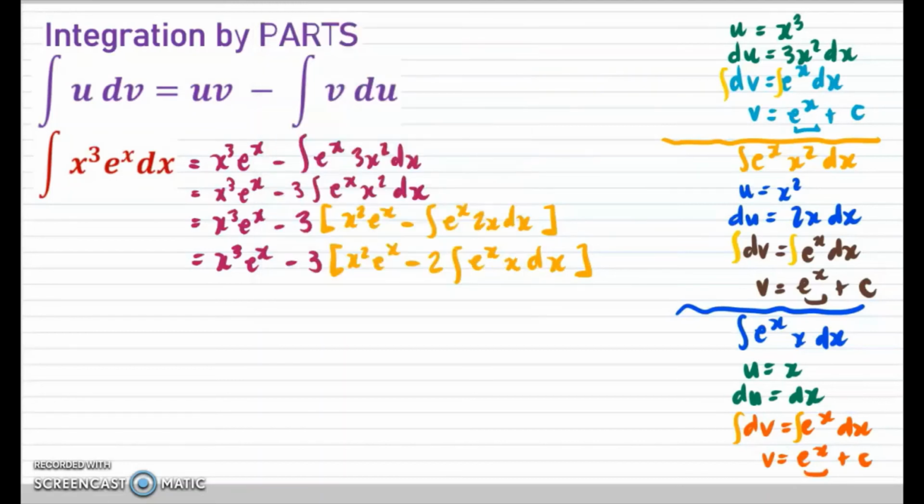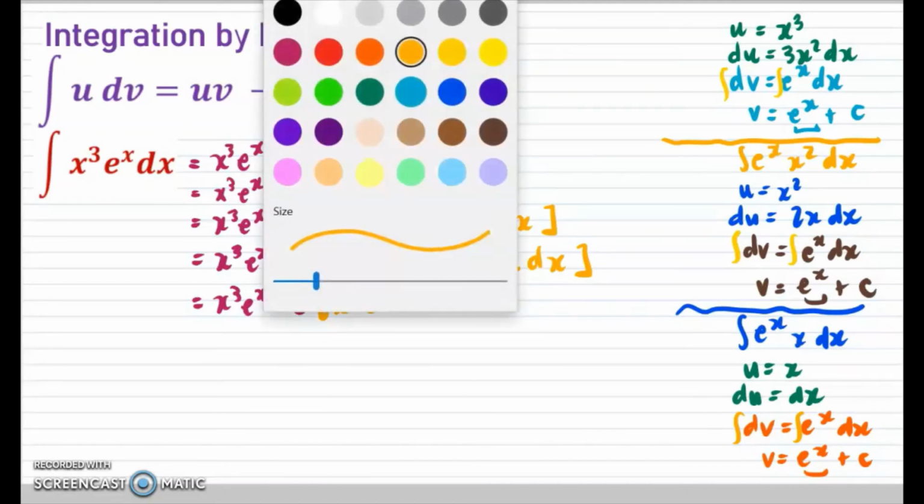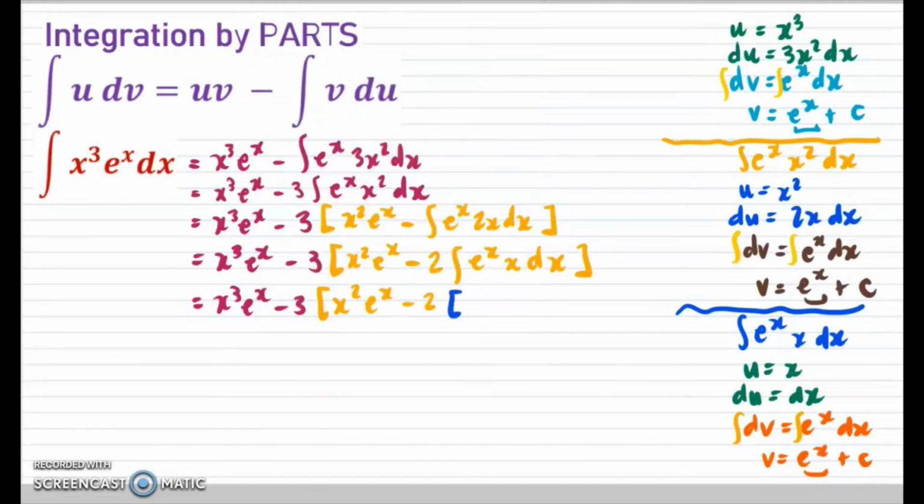So we have, let's do this step by step. x cubed e raised to x minus 3, let's retain the color. x squared e raised to x minus 2. Then we use the blue one for this. Another uv minus integral v du, right? So u in this case is x and v is e raised to x minus the integral v du. So again, v is e raised to x. And our du is the dx already there. So I think we are almost at our final answer.